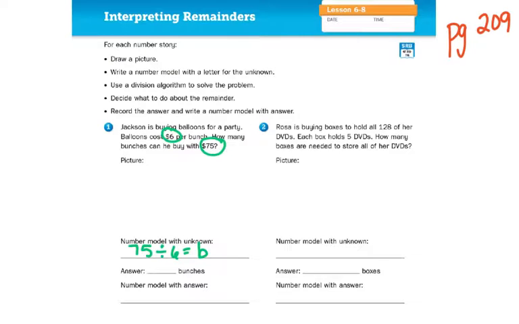So I'm going to draw a circle. Go ahead under where it says picture and write 6. We're going to find out how many groups of 6 we can purchase with the $75. So one group at $6 will be 6. A second group of $6 bunch of balloons would be 12. 3 bunches would be 18. 4 bunches, 24. 5 bunches, 30.